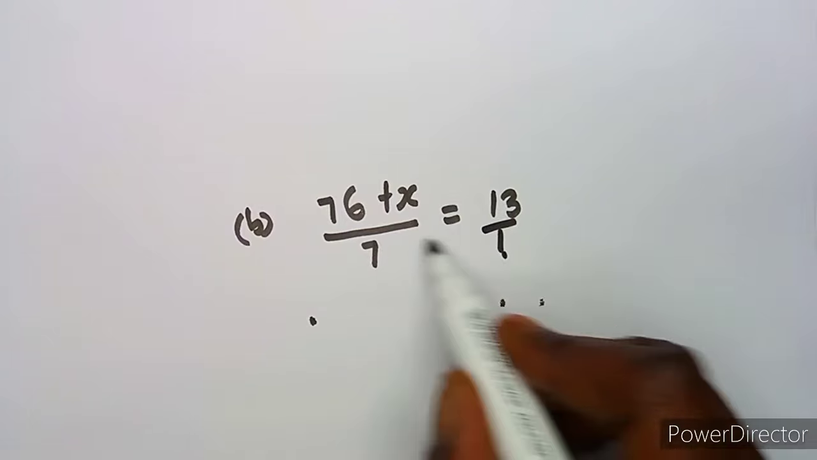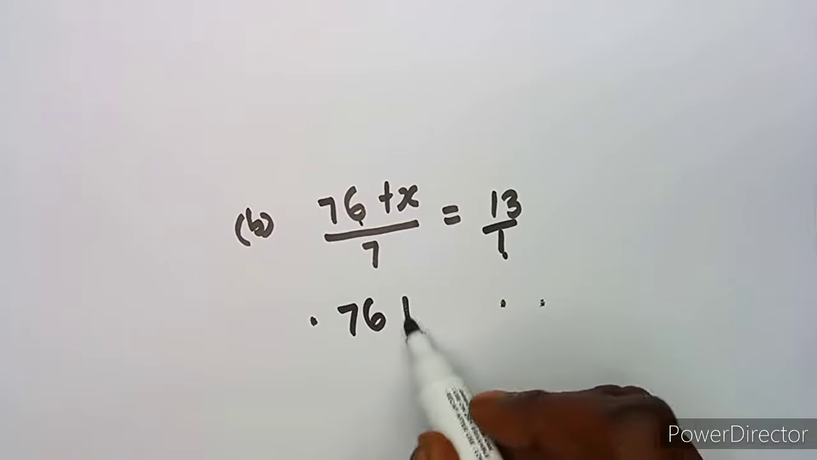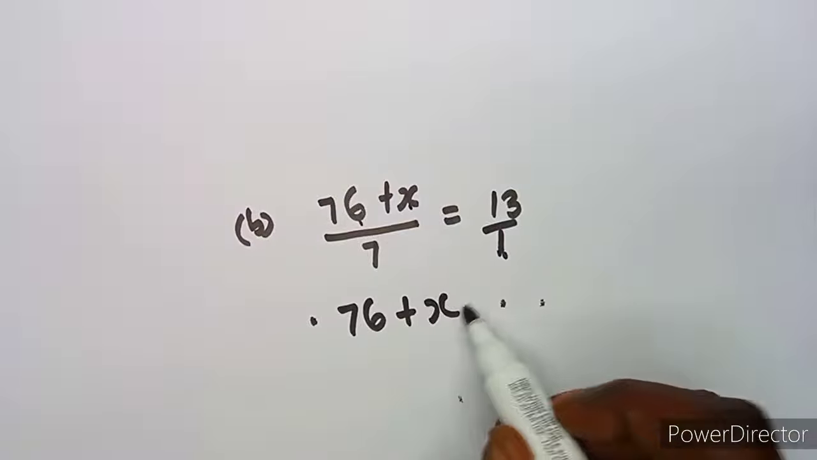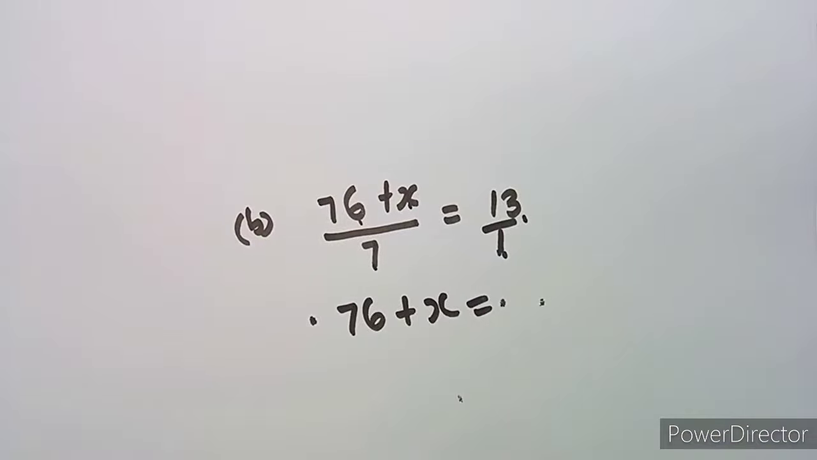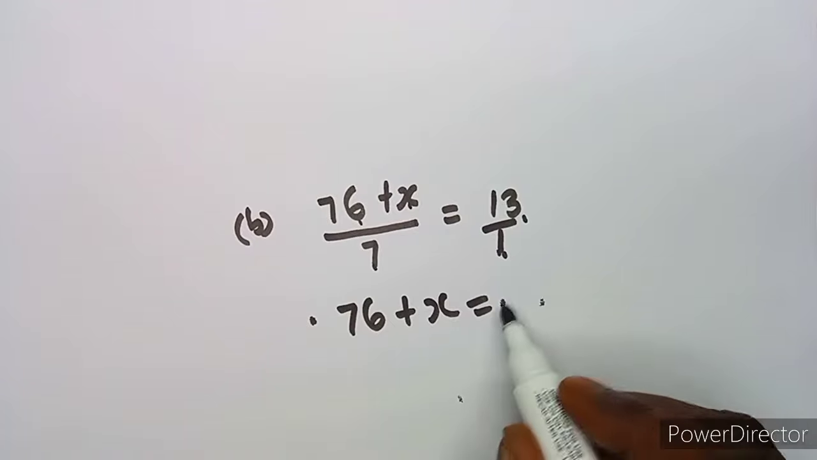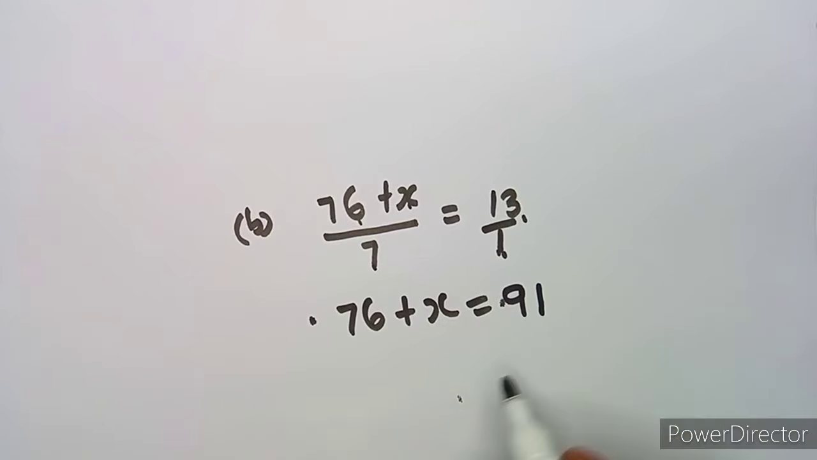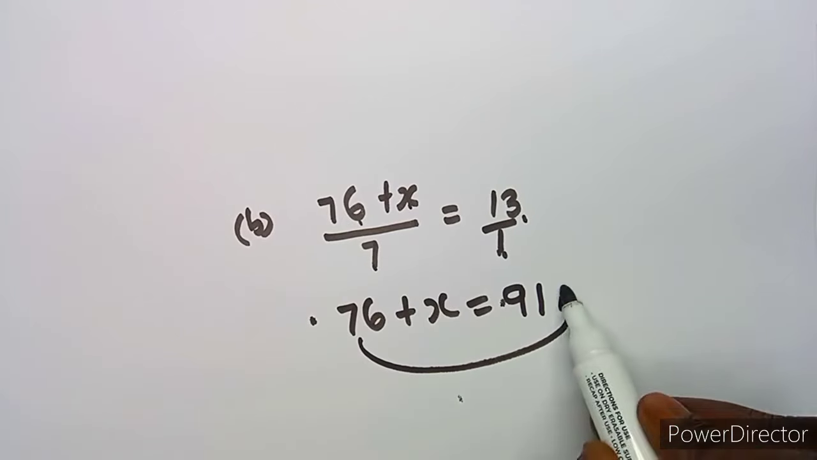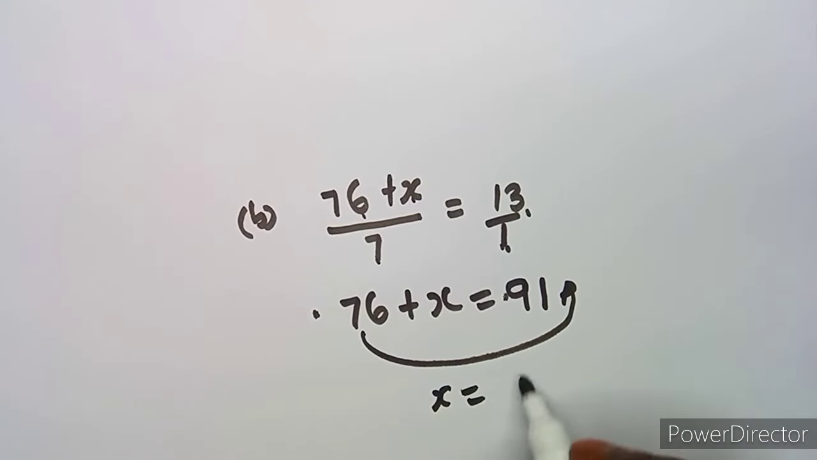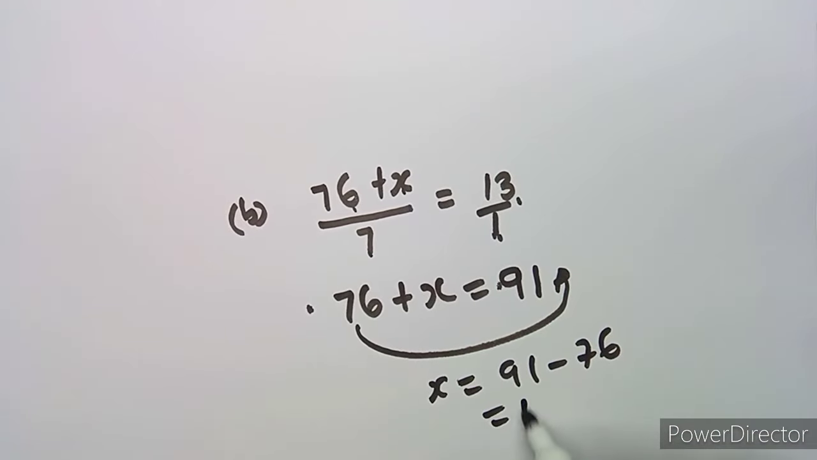Cross multiply: 1 times 76 is 76 plus 1 times x, which is equal to 7 times 13, which is going to give us 91. So make sure that you multiply properly, obtaining 91. Then we transpose, so x is going to be 91 minus 76, which is going to give us 15. So that's our x there.